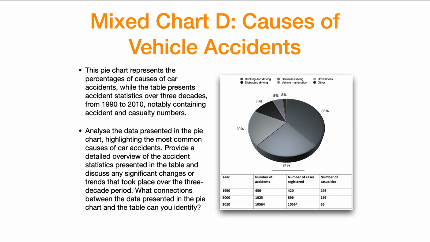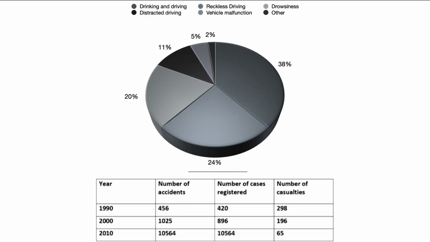Mixed chart D, causes of vehicle accidents. This pie chart represents the percentages of causes of car accidents, while the table presents accident statistics over 3 decades, from 1990 to 2010, notably containing accident and casualty numbers. Analyze the data presented in the pie chart, highlighting the most common causes of car accidents. Provide a detailed overview of the accident statistics presented in the table and discuss any significant changes or trends that took place over the 3-decade period. What connections between the data presented in the pie chart and the table can you identify?